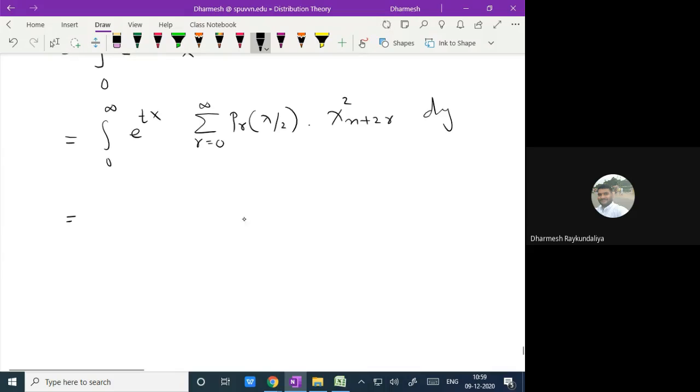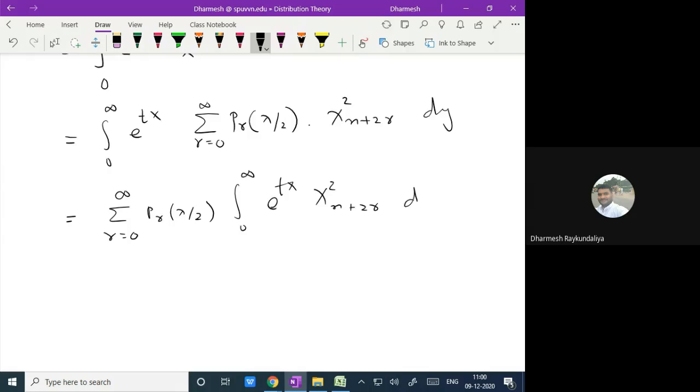Okay, so the summation over r is free from x, so we just write the summation outside the integration. It is the summation of P_r(lambda by 2) times the integral from 0 to infinity of e raised to tx times the chi-square n plus 2r density dx. Sorry, it is dx, not dy.